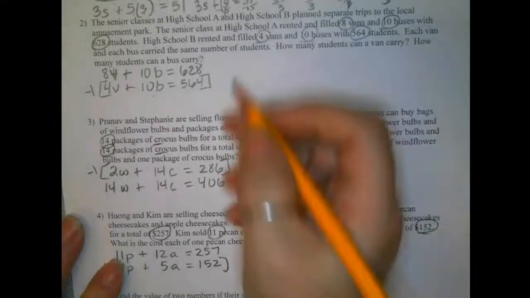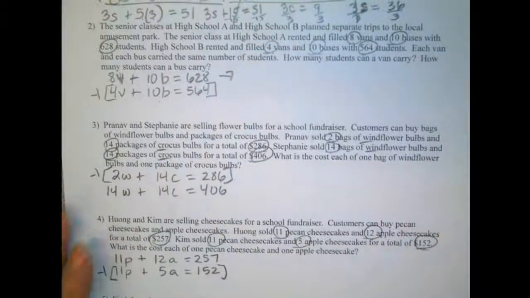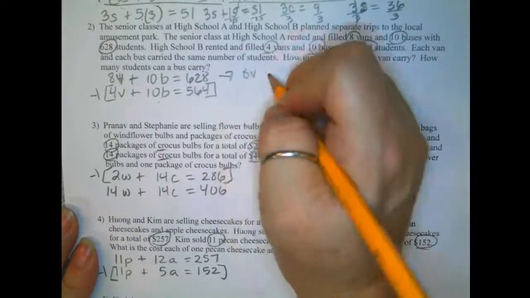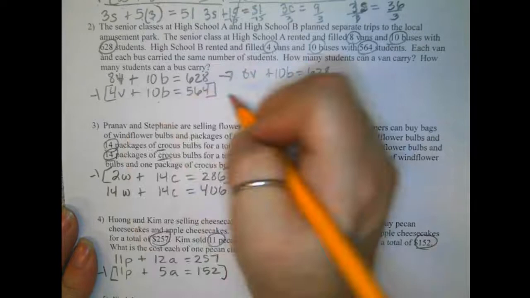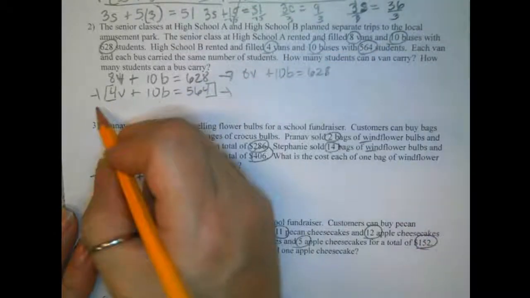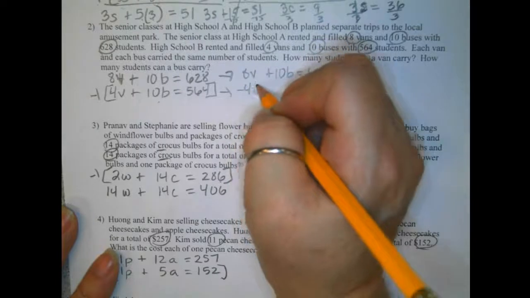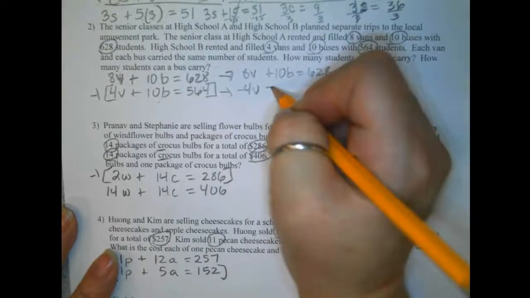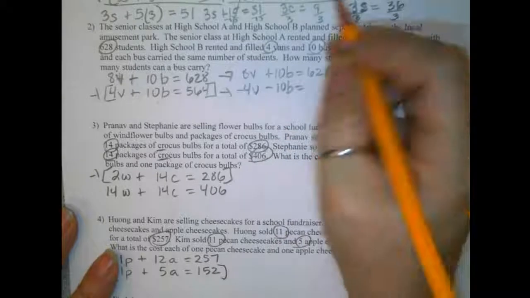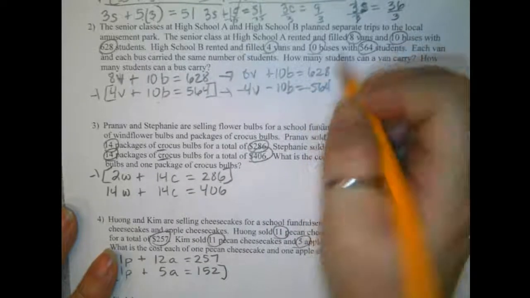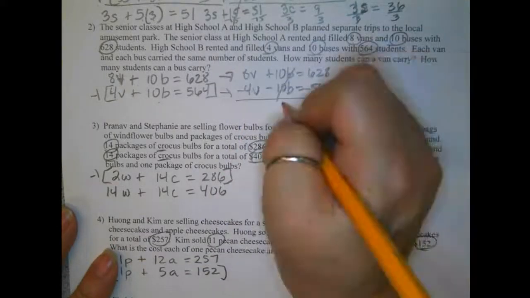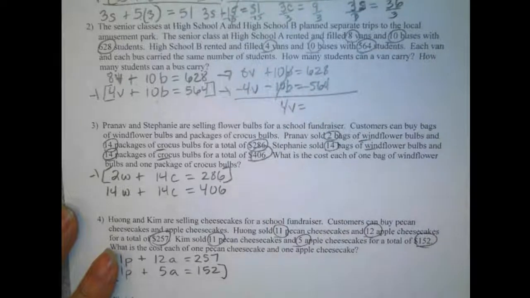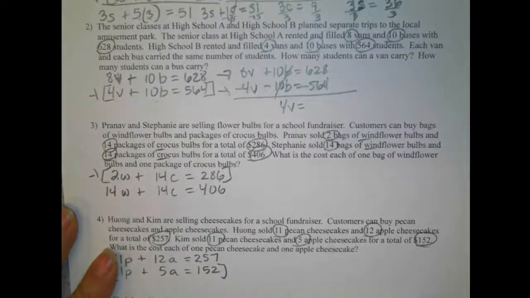All right, let's check them out. The top one, for number 3, I'm just moving over. So I have 8v plus 10b equals 628. These I am actually multiplying to change their sign, right? So -1 times 4 is -4v. -1 times 10 is -10b. And then I have -564. I'm eliminating my b's. 8v minus 4v gives me 4v. When I subtract 564 from 628, I get 64.